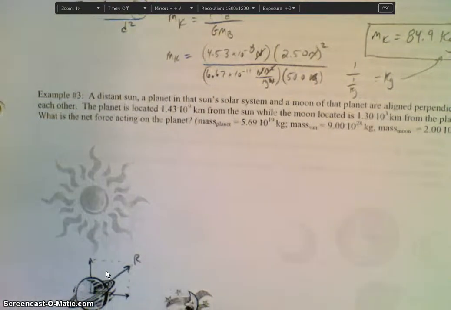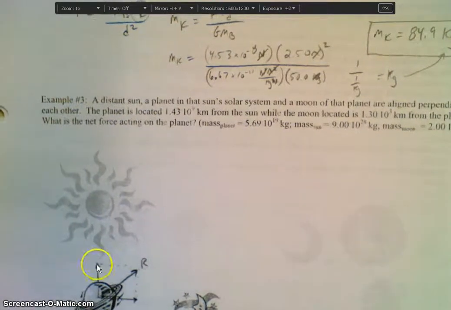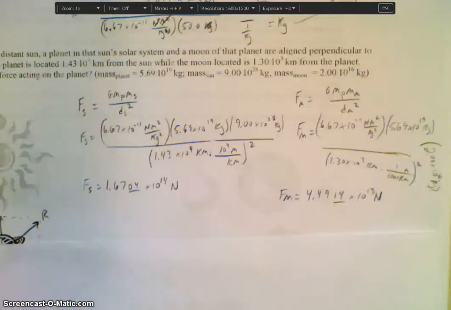I'm going to let you try to solve the forces here. There should be nothing new to solve for the two component forces, the one from the sun and the force from the moon. So do that, hit pause, and then check your work. Okay, here's the work that I showed to solve for this. Here's the force due to the sun. Again, it's G times the mass of the planet times the mass of the sun, divided by the distance between them squared.